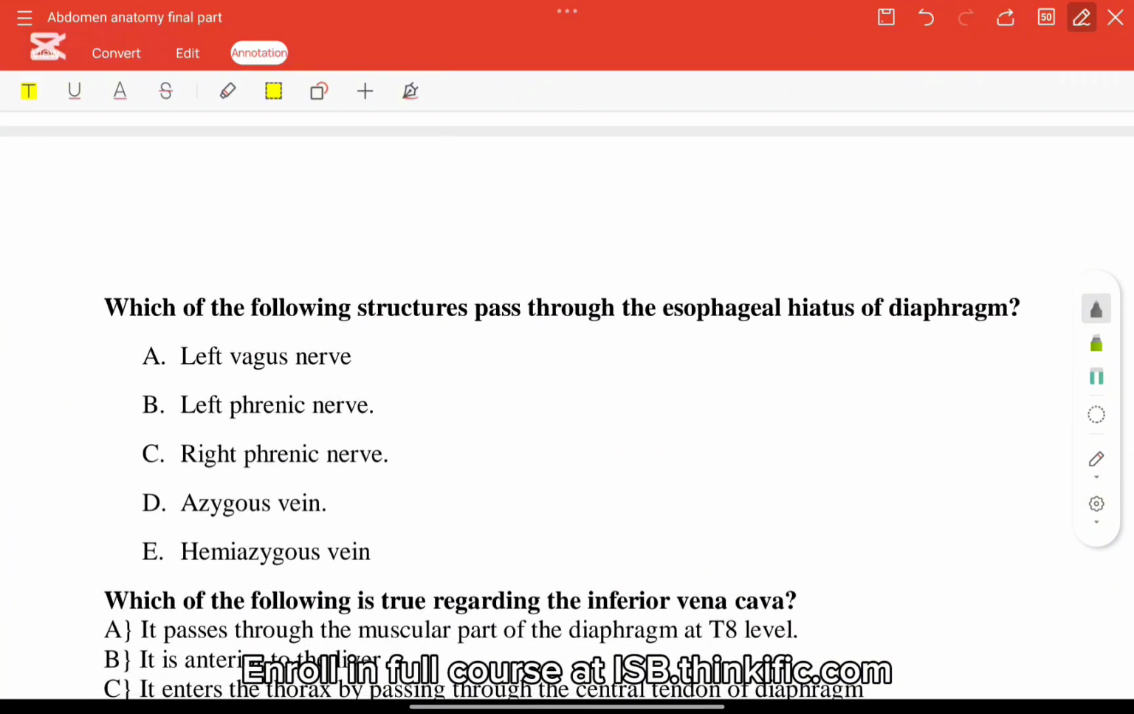Let's see another question. Which of the following structures pass through the esophageal hiatus of the diaphragm? Esophageal hiatus. We know esophagus and the vagus nerves. So they say left vagus, yes. Left phrenic, no. Right phrenic, no. Azygos, no. Hemiazygos, no. So left vagus. Simple.